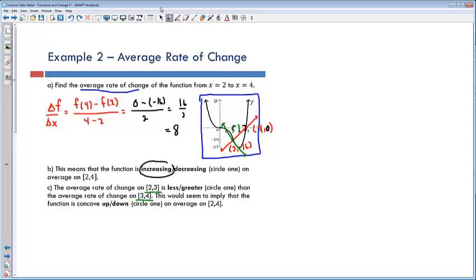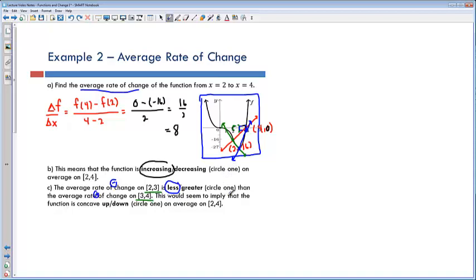versus the average rate of change of this blue line between 3 and 4. Here's the point when you plug in 3, here's the point when you plug in 4, and then you just have to ask yourself, how do those two slopes compare? How do those two rates of change compare? Well, the green line's going down, so the average rate of change has to be negative, whereas the blue line is going up, so the average rate of change has to be positive. So it has to be less than. A negative is always less than a positive.